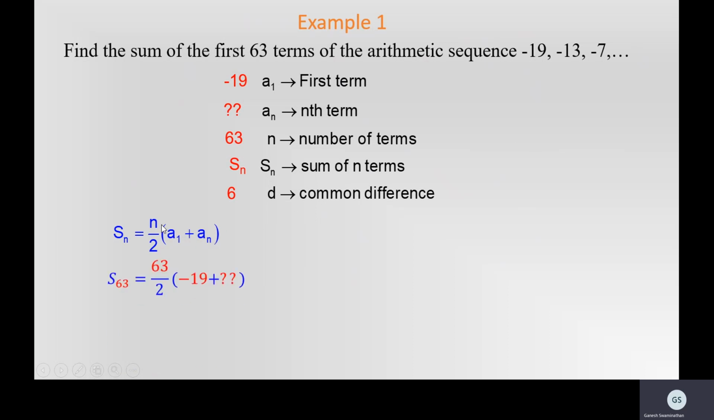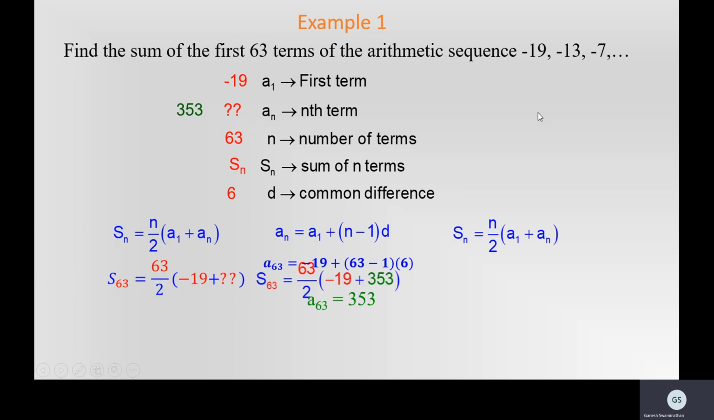So in order to use this formula, I know that my a1 is negative 19 and my n, which is given in the question, is 63. However, I first have to calculate my an, or you can alternatively plug into the second formula that we derived in the previous slide. To calculate an, I'm going to just follow the normal process of how I did problems in arithmetic sequence. So finding an, plugging in these values here, and then I can plug the value of an that I've obtained into this formula to get the sum of the first 63 terms of an arithmetic series.